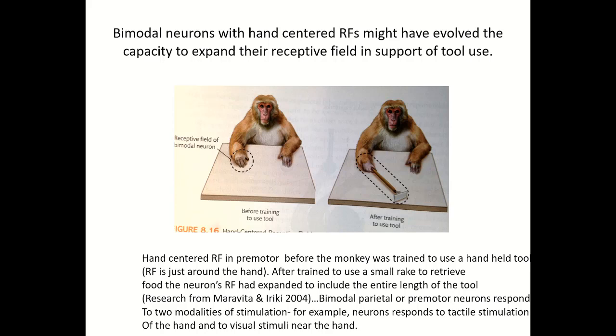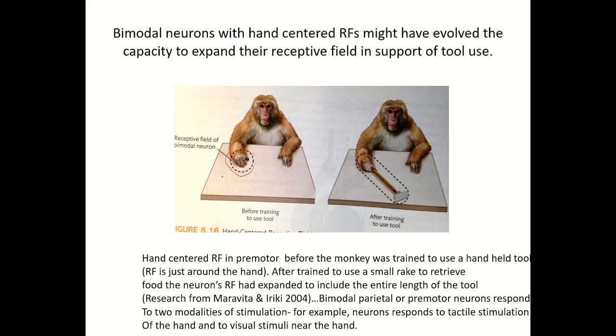So here you see the recording was performed from the premotor area, and the receptive field of the recorded premotor area was here around the hand. So this is very interesting that you have premotor neurons, those neurons have the receptive field around your hand. So you move your hand, the receptive field moves with the hand. So it is always attached to the hand.